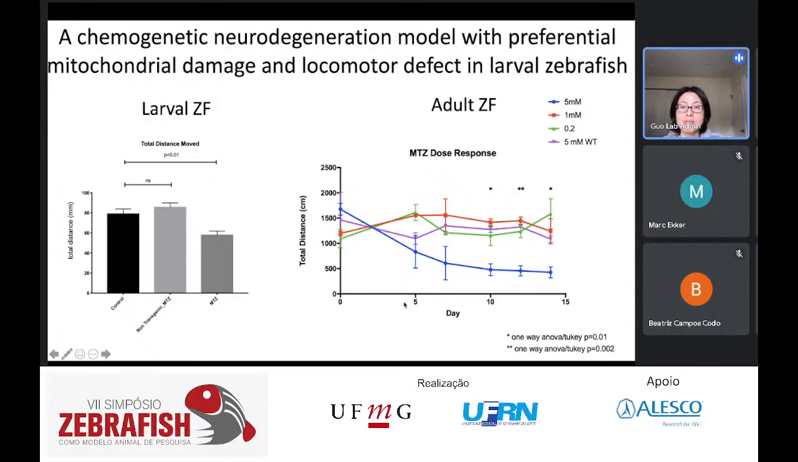We also performed this experiment in adult zebrafish. For the adult experiment, we performed a chronic treatment with MTZ over a 2-week period, and then monitored the total distance traveled. We used different concentrations of MTZ treatment, and you can see that there is a dose-dependent decrease in locomotor activity.